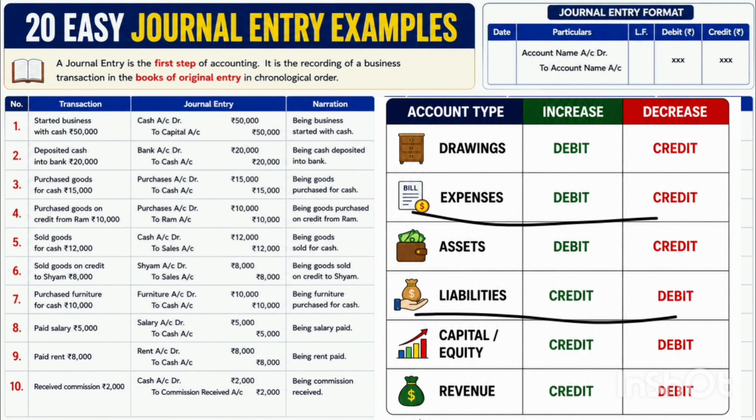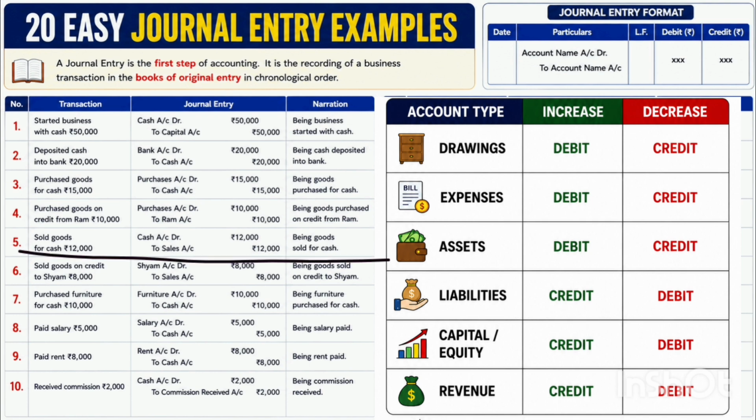Fifth one is sold goods for rupees 12,000. Here again, what is the name you are seeing here? Sale. Okay, so whenever we sell goods, like a purchase of goods, we take the purchase account. So here, for sold goods, we will take the sales account, and another one is cash account. So cash is getting increased because we are selling the goods, so we are getting the income, we are getting the money. Okay, so cash account will be the debit because it is increasing.